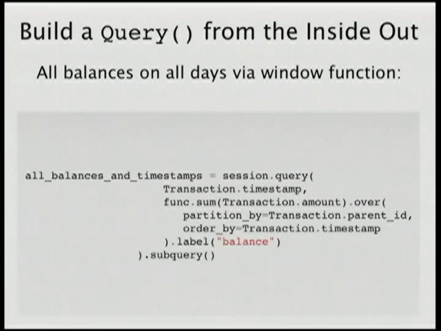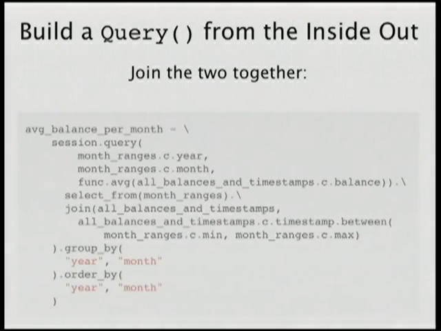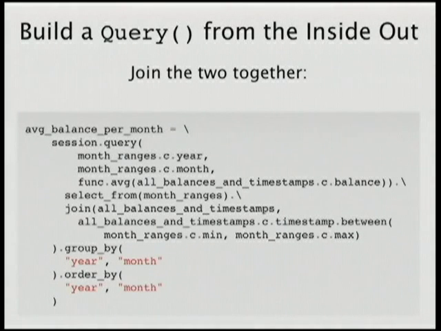And we have the all balances and timestamps window function. We've added window functions as of maybe 0.7.3, 0.7.4. It's just basically you say func.sum of the amount, and then you say over, and you give it partition by what you want to partition by, and you order by what you want to order by, and then we make a subquery out of that. And then we have these two units, and then we compose them together.